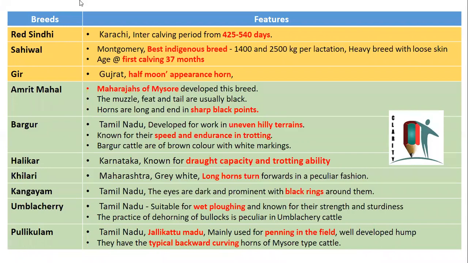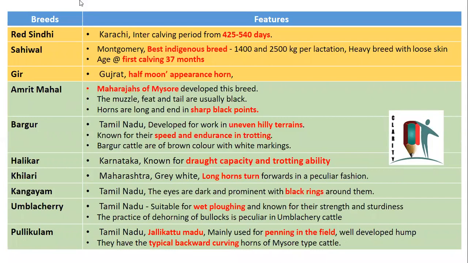Similarly, for Sahiwal I have written the first calving. The first calving age जो है Sahiwal में सबसे कम है. The least age is for Sahiwal, that is 37 months. You must remember. One more point, it is the best indigenous breed, right? It is the best indigenous breed. ये सबसे ज्यादा इसका लैक्टेशन है. The highest in our indigenous breeds, if we compare, Sahiwal has the highest lactation. ठीक है, 2500 kg per lactation.